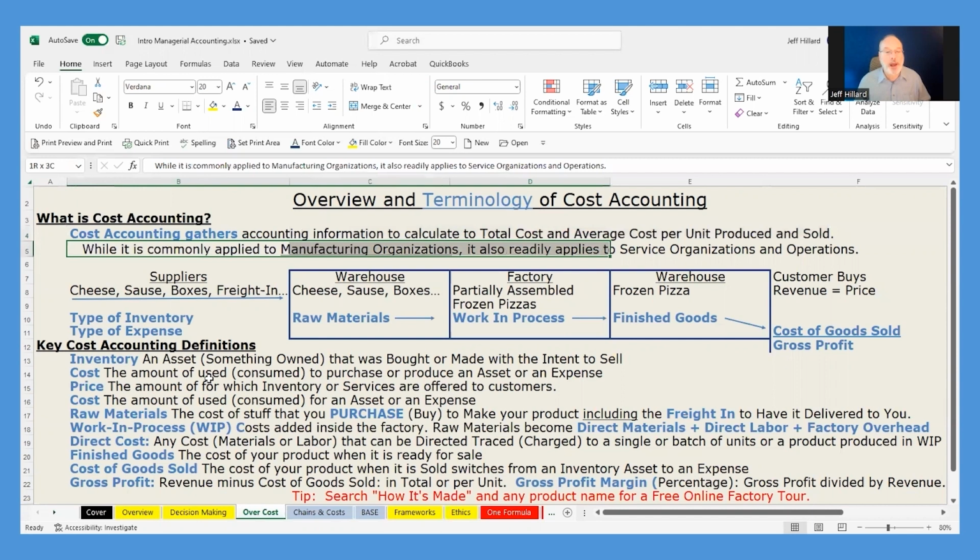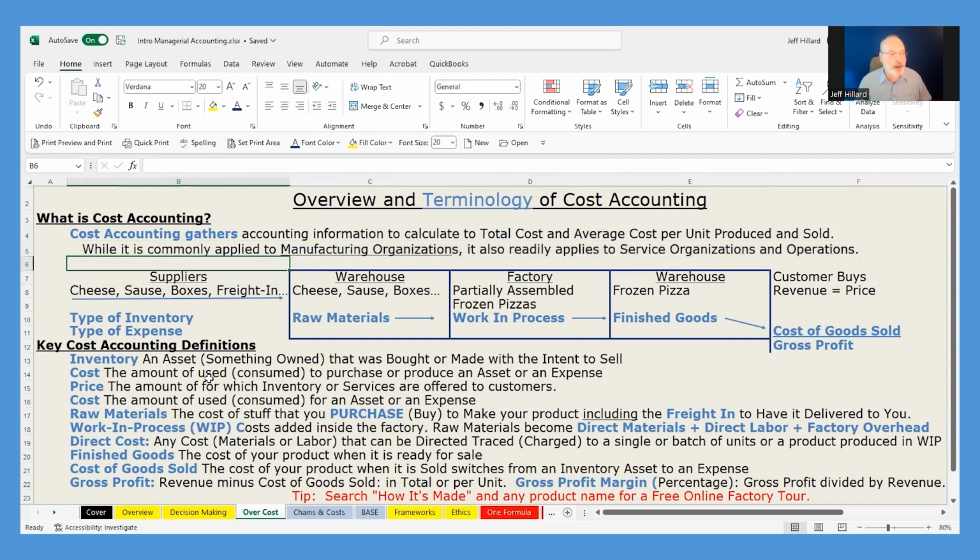While it's commonly applied to manufacturing organizations, it also applies to service organizations, any kind of operations, including hospitals, not-for-profit organizations, et cetera. But today we're going to be doing my favorite subject, all about pizza. We're making frozen pizza today. We have suppliers who supply cheese, sauce, boxes, freight in, et cetera. Remember, freight in is the service of having these other physical goods delivered.